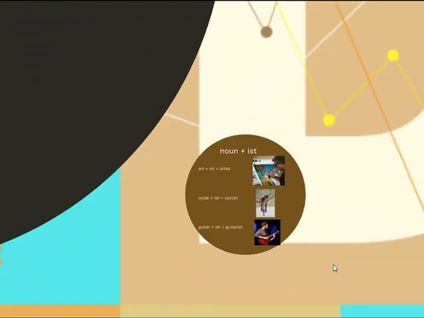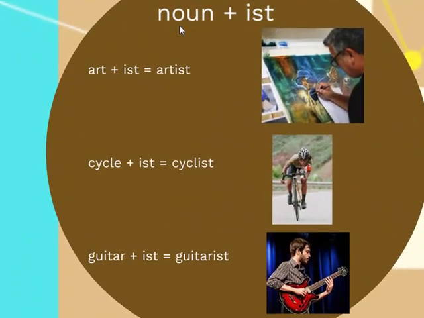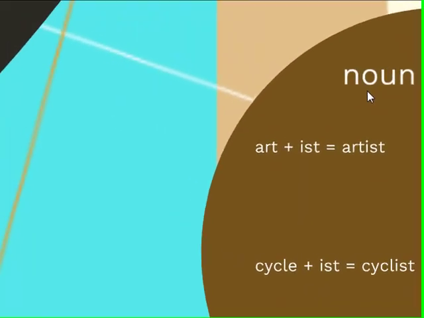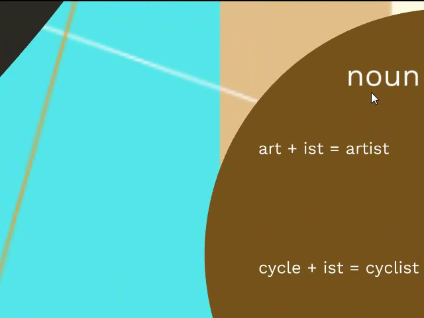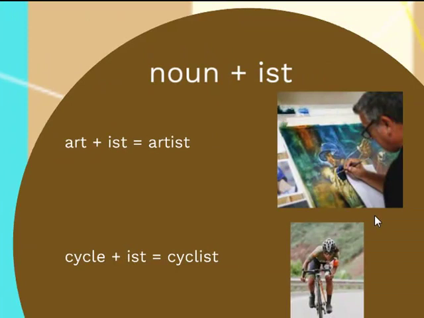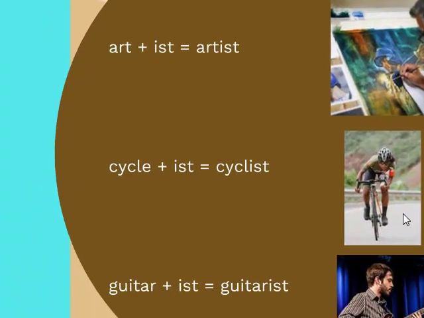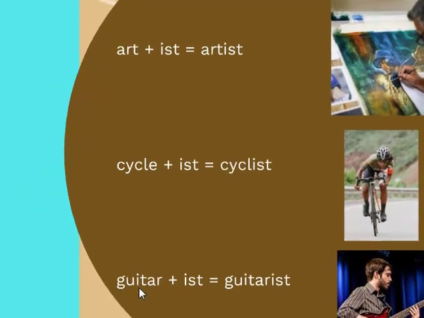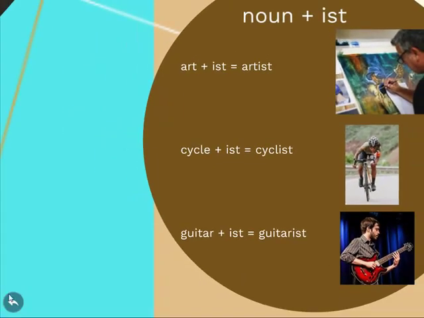And finally, the suffix ist. We use ist with a noun, not a verb. In the previous examples, we were working with verbs. Art plus ist, we get artist, a person who likes to paint or create sculptures. Cycle, cyclist is the person who rides a bike. And guitar, guitarist, the person who plays the guitar.